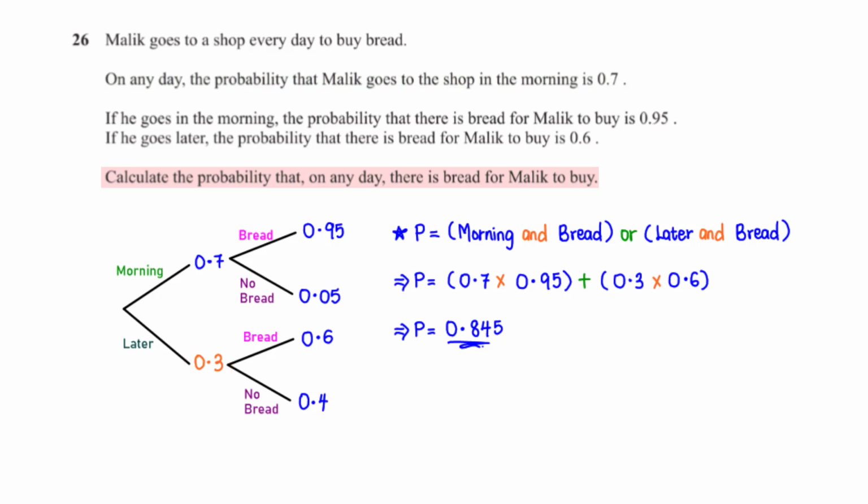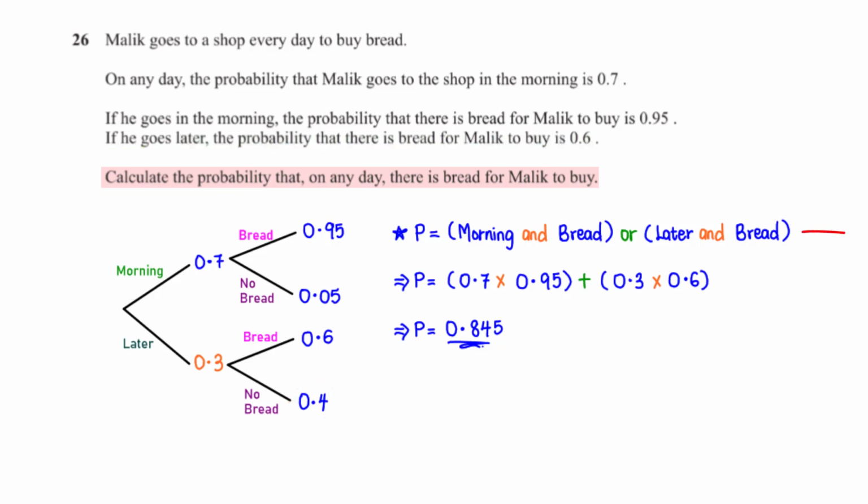We've also been told that if he goes in the morning, the probability that Malik gets bread to buy is 0.95. When we subtract 0.95 from 1, we get 0.05, which is the probability that Malik does not get bread to buy if he goes in the morning. The probability that there's bread for Malik if he goes later has been given as 0.6. When we subtract 0.6 from 1, we get 0.4, which is the probability that Malik does not get bread to buy if he goes later.